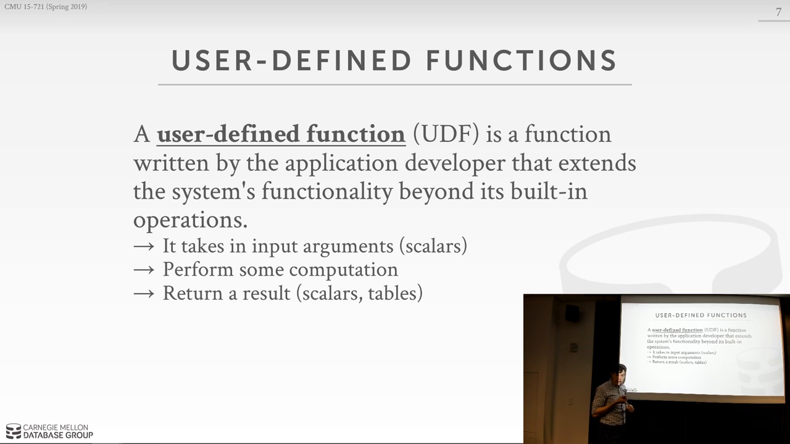And that computation could be the standard imperative code things like for loops, if clauses, while loops. Could be invocations of other SQL statements. Could be invocations of other functions, right? It's all the things you would normally do in your application program. We can now do this inside of a UDF. And then it has to return a result. And the result could either be another scalar or it could be a set of tables or set of tuples, right? So again, the reason why we're going to do this is because there are certain things that are difficult to express in SQL that we may want to run inside of our database system, and we can use user-defined functions as a way to do this.